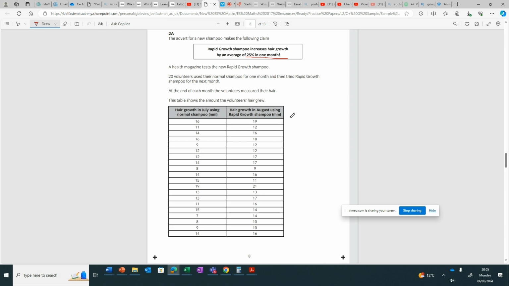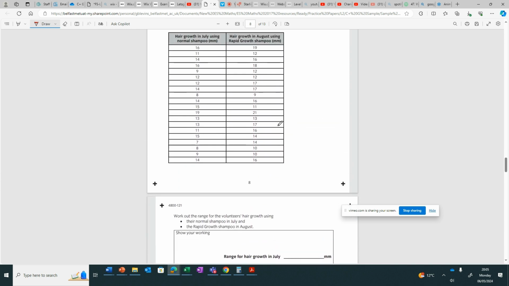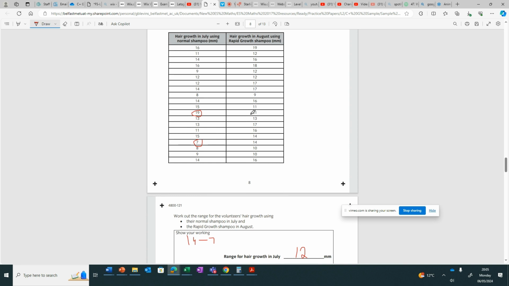Well, the range is the highest, 19 in this case, take away the lowest, which is 7. 19 take away 7. So range is the difference between the highest and lowest numbers. Here it's 21 and 9. 21 take away 9 is 12. So they're both the same. The range is the same.